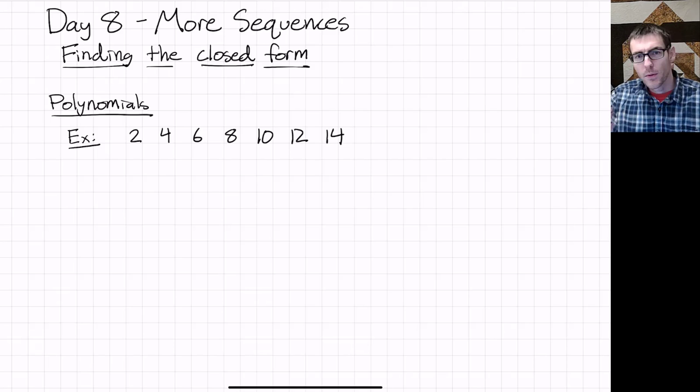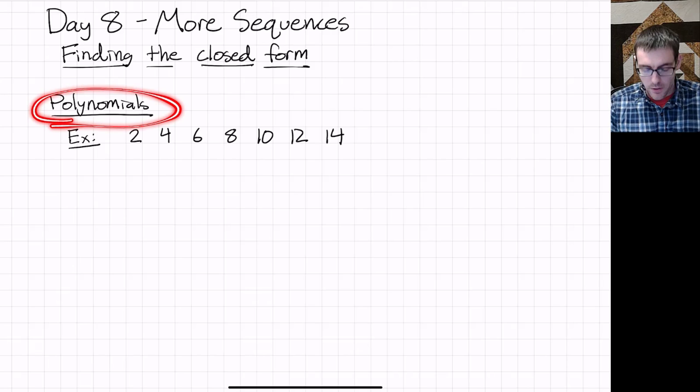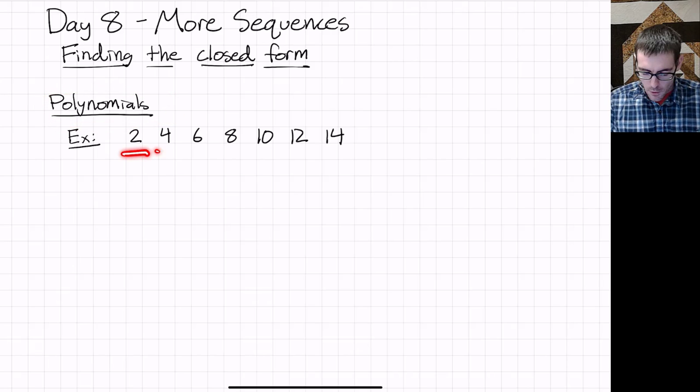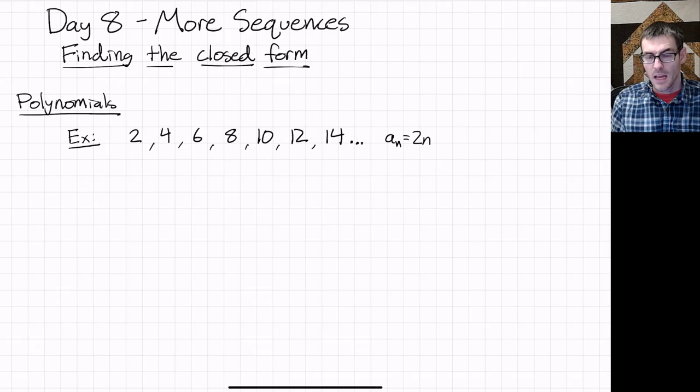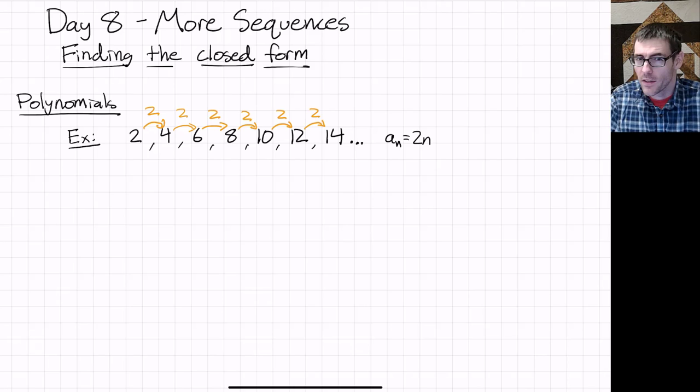Okay, so the first few examples that I want to talk about all have to do with polynomials. So if we look at this sequence, 2, 4, 6, 8, 10, 12, 14, etc., you might notice that these are the even numbers. So in other words, we already can just spot that the nth term is 2n. We've even talked about this one before. But I want to point out a way that we might notice that. To get from the first term to the second term, we add 2. Second term to third term, we add 2. Third term to fourth term, etc. We are always just adding 2.